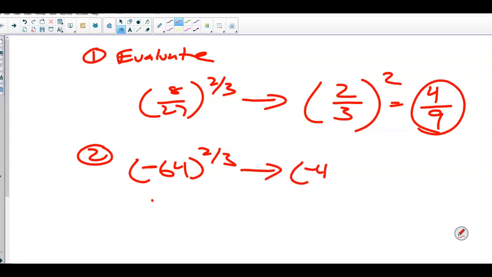is negative 4. And then we apply the exponent. Negative 4 squared is 16. So negative 64 to the 2/3 is going to be a positive 16. Negative 4 squared becomes positive.